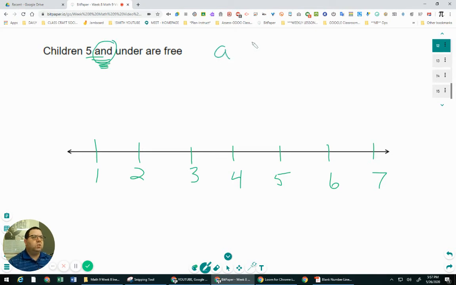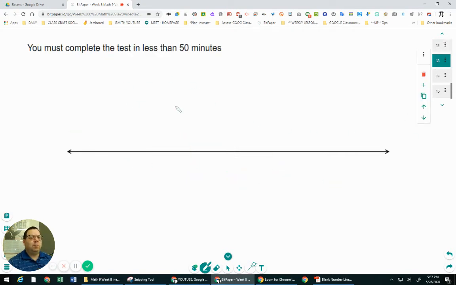So if the age is less than or equal to 5, then you're good. So we're going to circle, shade, and draw an arrow. Yeah, that was a bit of a sloppy arrow. Okay. Trying to keep the videos a little bit shorter.